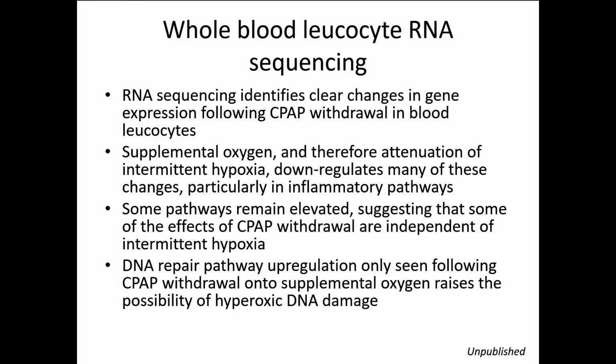But I think what we can say at this point in time is that RNA sequencing can identify clear changes in gene expression following CPAP withdrawal, and that supplemental oxygen, and therefore attenuation of intermittent hypoxia, appears to downregulate some of these pathways. It doesn't downregulate all of these, so some of these pathways are probably related to other processes. And also as a note, there was also a suggestion that DNA repair pathways were upregulated, which potentially could point towards a deleterious effect of hyperoxia.